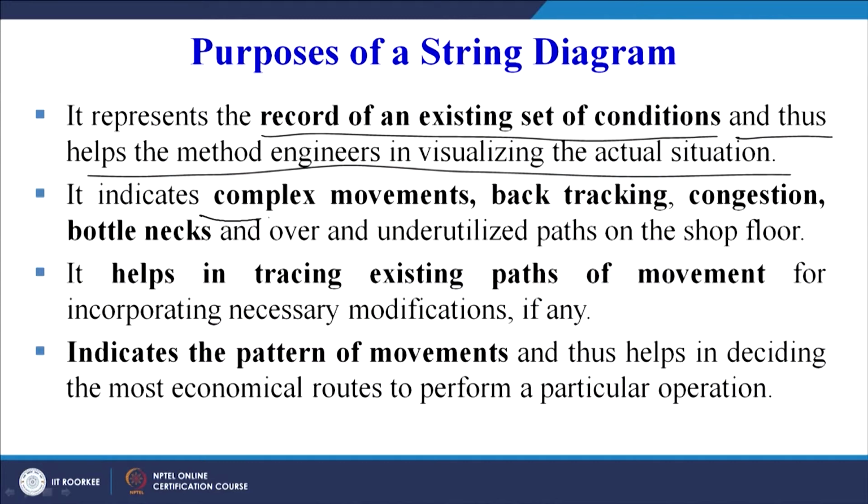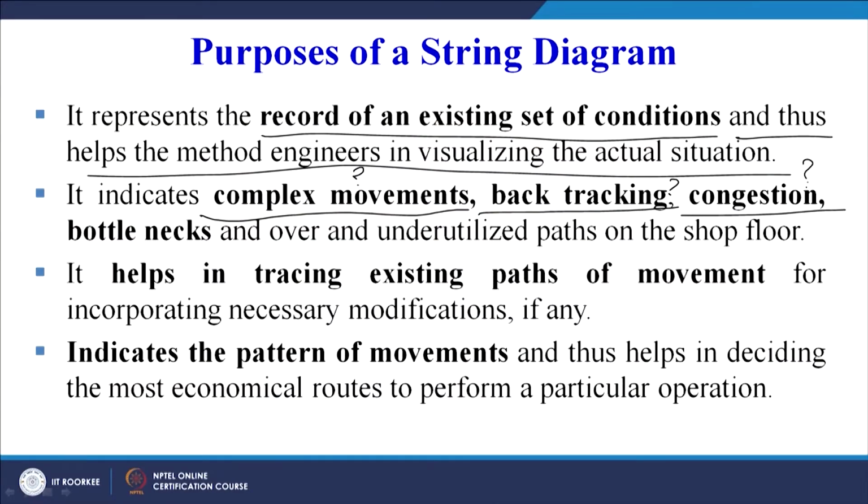I have taken an example of a person serving food in a restaurant. His movements over 2 or 3 hours can be traced using a string diagram, which can help us examine how he is performing his task, how the layout can be changed, or how his responsibilities can be managed so that his movements are limited and he is able to perform his task in the most efficient manner. So the string diagram will help us clearly understand the current method or the current movements of a worker or a material. It indicates complex movements, which we can easily identify.